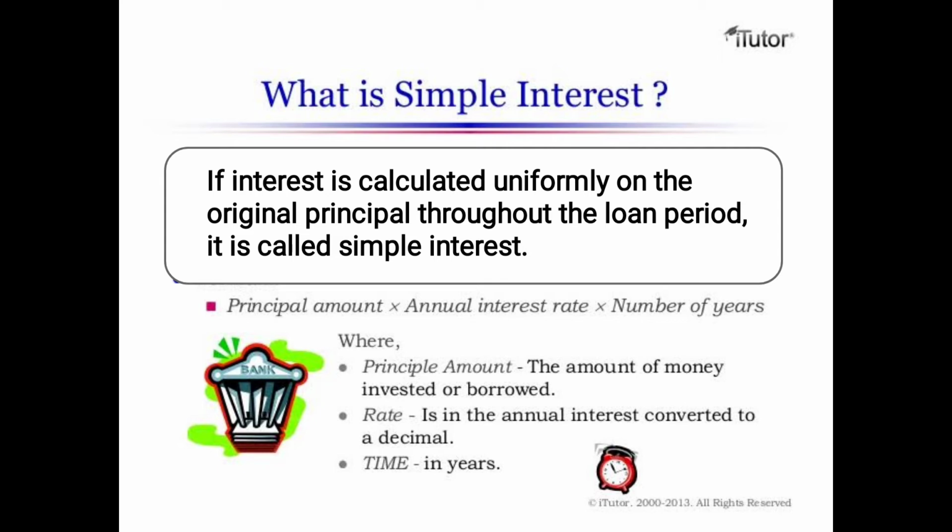Original price means the principal. So original principal throughout the loan period. Throughout the loan period means whether it is a 1 year or a 2 year, whether it is a 3 year or more than 10 year. So that is the throughout period. In the throughout period, how much percentage, how much rate of interest they are assumed, that entire will be calculated. It is called simple interest.